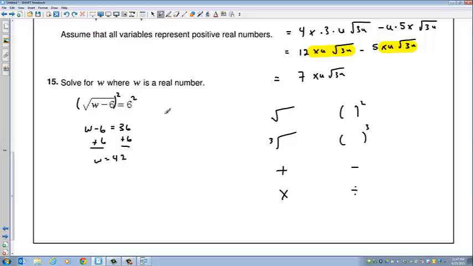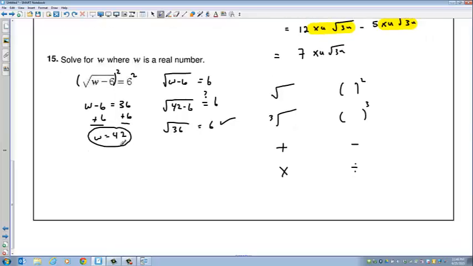You should check your work, right? So the original equation was the square root of w minus 6 equal to 6. And so if you plug in 42, you get the square root of 42 minus 6. And the question is, is that equal to 6? And if we did it right, it will be. 42 minus 6 is 36. And certainly the square root of 36 is equal to 6. So it checks. That means we did it right. So my answer is w equal to 42.